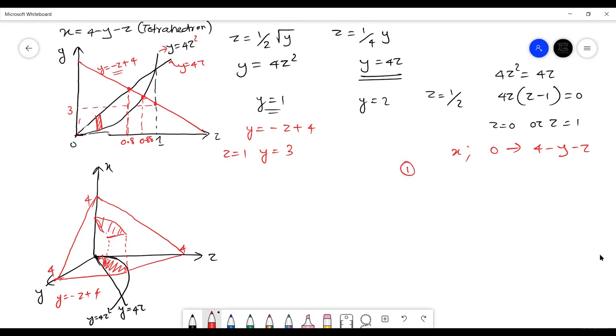So we are going to divide into two sections, let's say 1 and 2. For the first section, z is from 0 to 0.8. At that time, if you observe correctly, y is from 4z squared to 4z. This is region 1 and this is region 2. In region 2, z is from 0.8 to 0.88. At that time, y is from 4z squared to minus z plus 4.